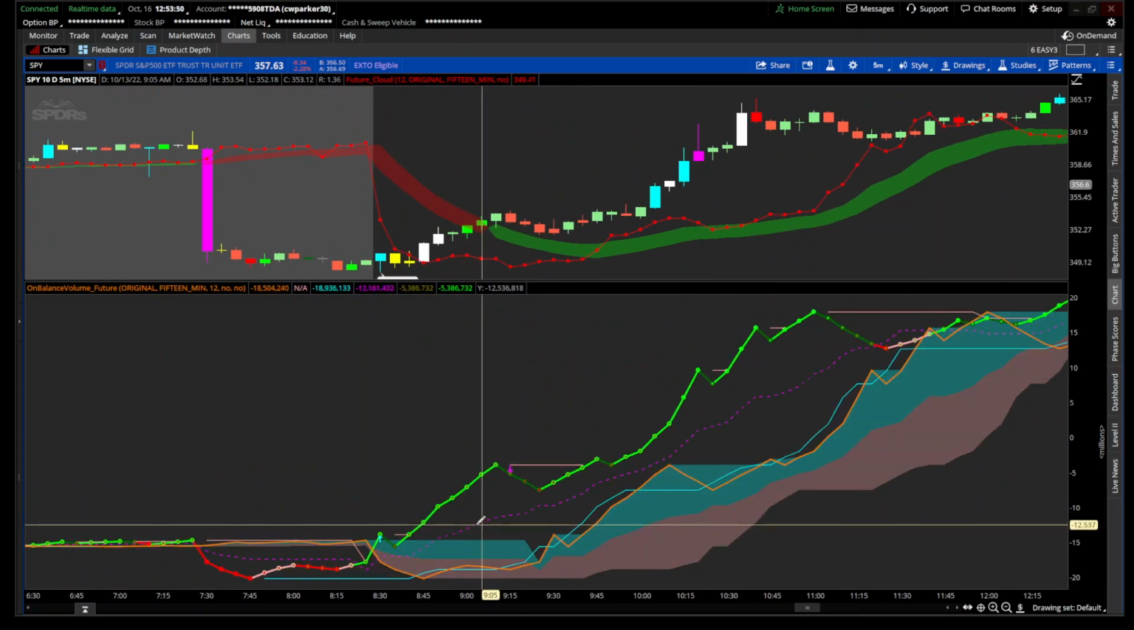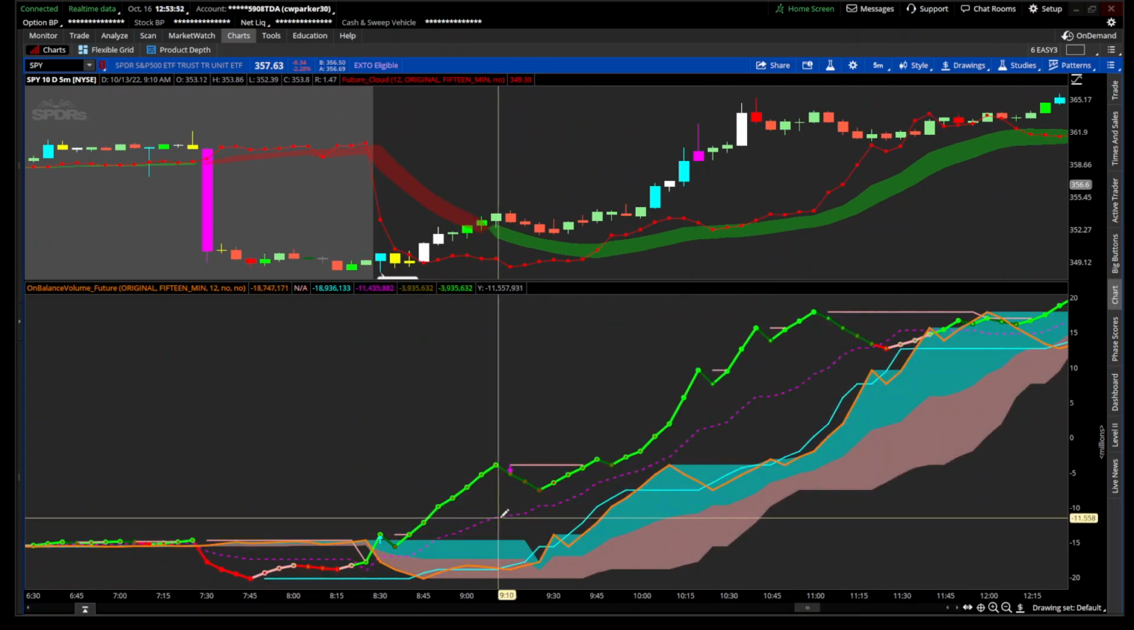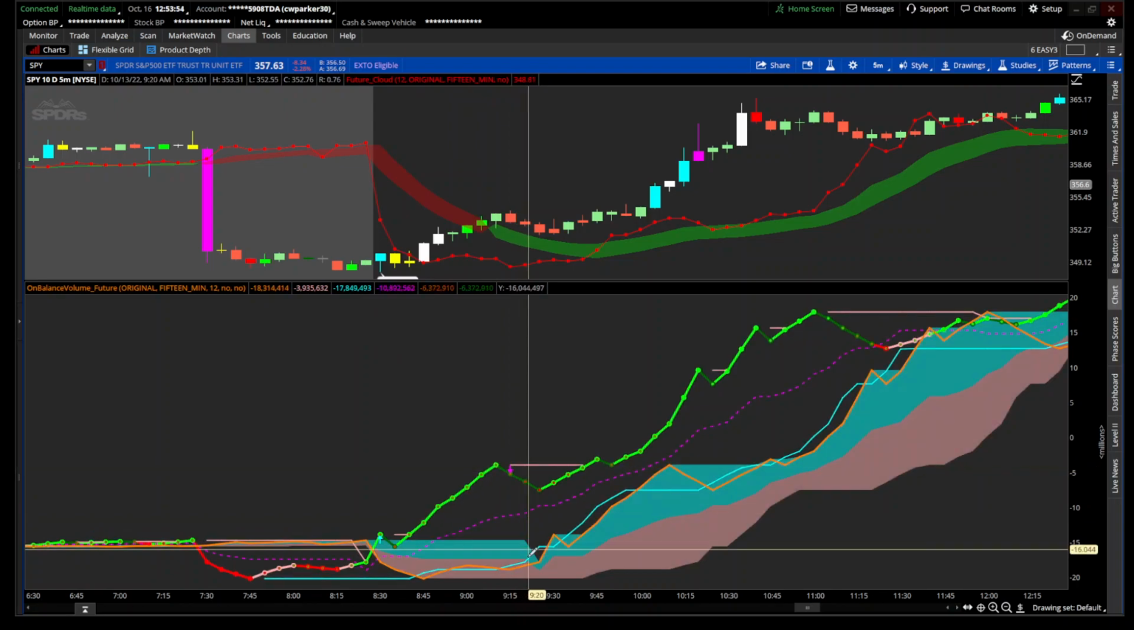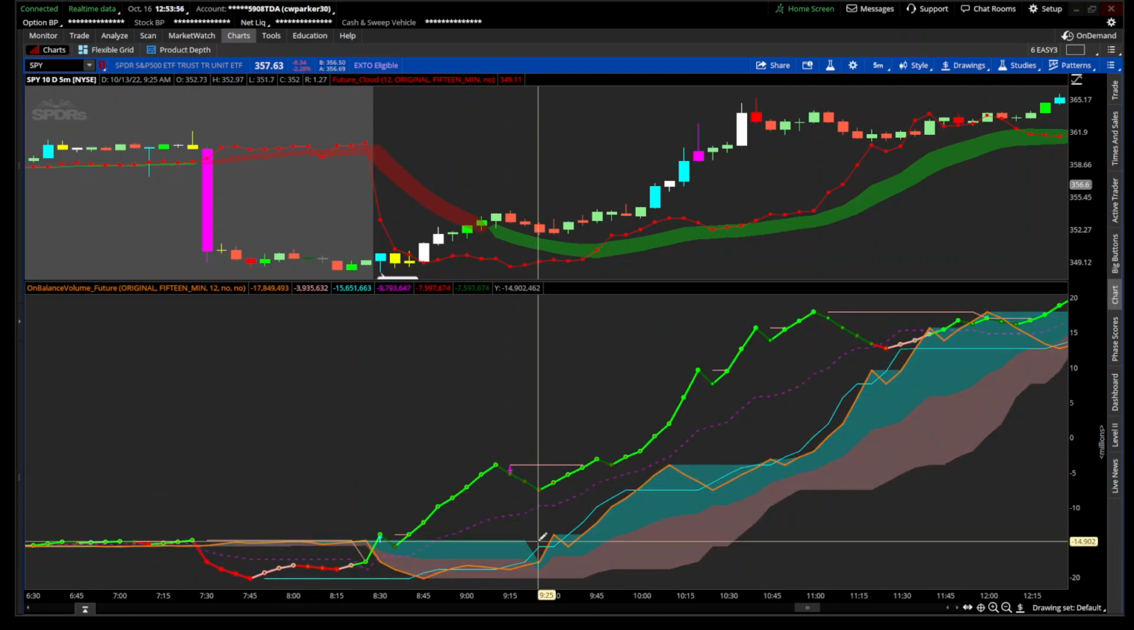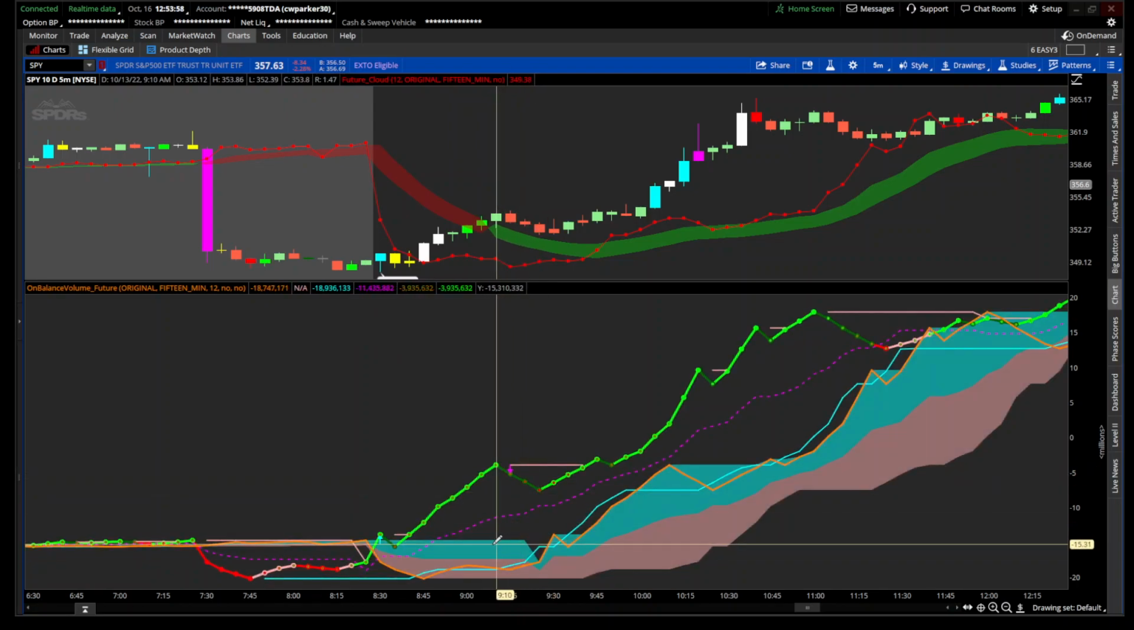This is the midline for the channel. This purple line is just the average between the high and low of the channel. The cloud is actually the channel being plotted for 12 bars. So that's how this indicator works.